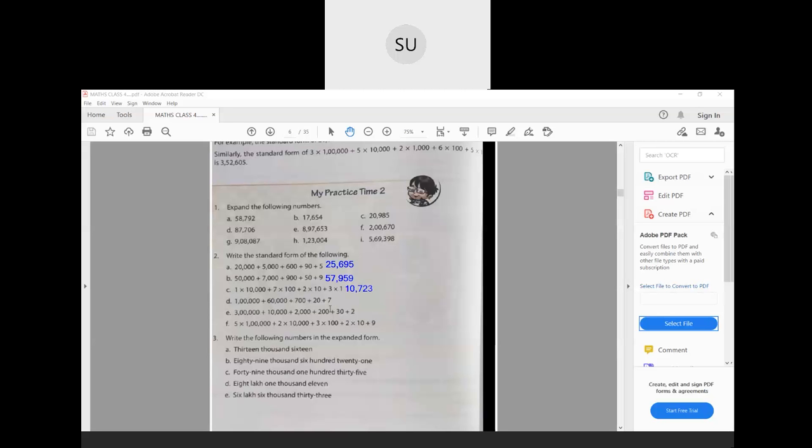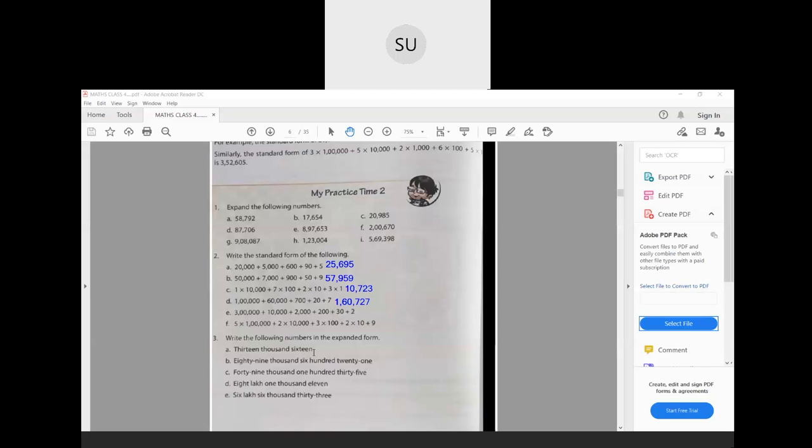So next one, 1 lakh plus 60,000 plus 700 plus 20 plus 7. So 1 in the lakhs place. In the 10,000s place, we have 6. We don't have anything in the 1,000s place because it's 0, so we'll put 0. Then 7 in the 100s, then 2 and 7. Now similarly, you'll do the last two questions for homework.